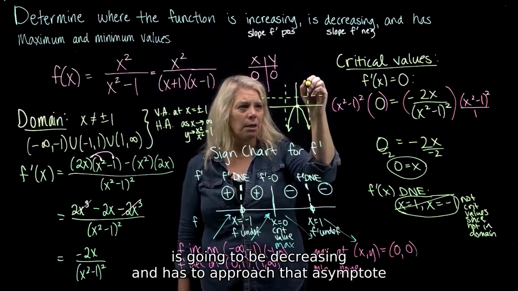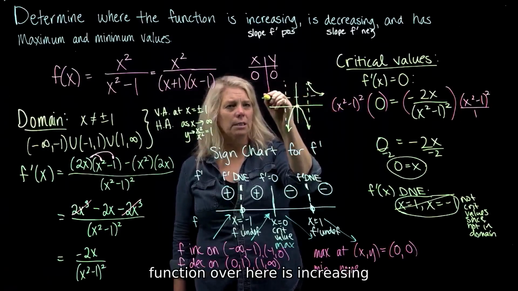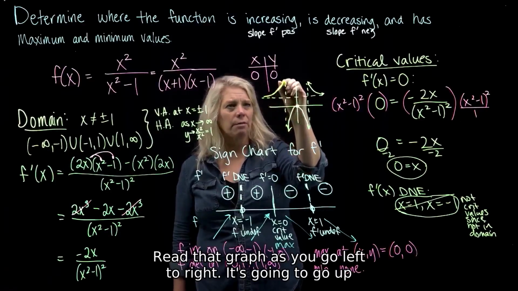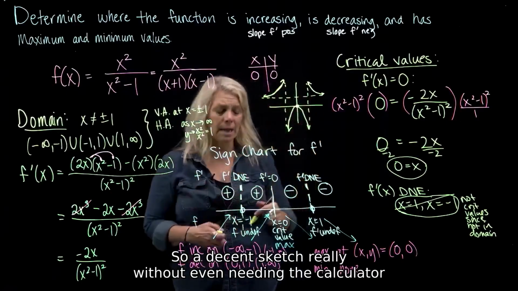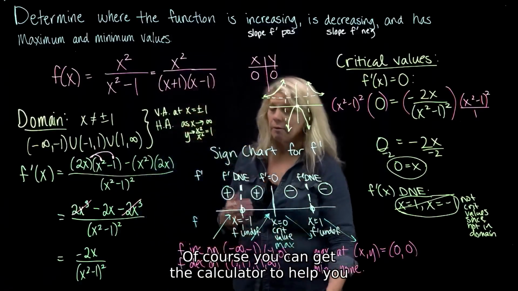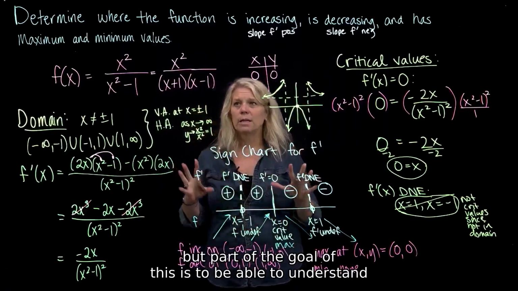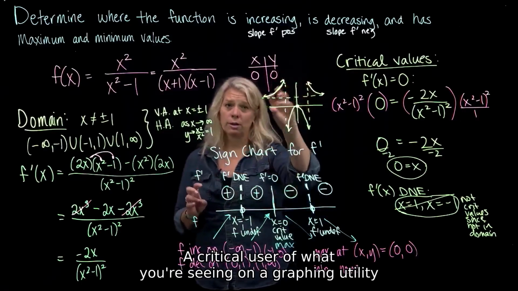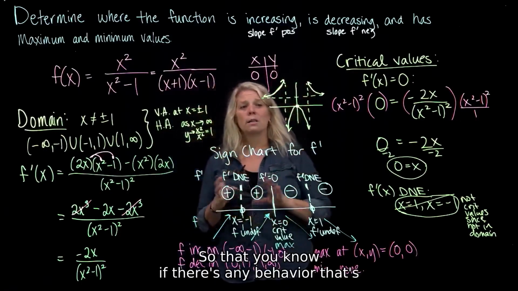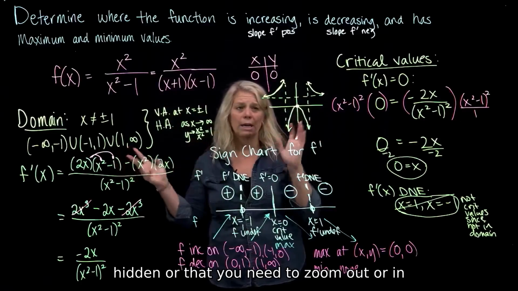If the function's going to be decreasing and has to approach that asymptote, it's going to have to be like that over there. And if the function over here is increasing, read that graph as you go left to right, it's going to go up, but have to approach the asymptotes, so it's going to look like that. So a decent sketch, really, without even needing the calculator. Of course, you can get the calculator to help you refine that a little bit and plot a few more points, but part of the goal of this is to be able to understand the function behavior so that you can be a critical user of what you're seeing on a graphing utility, so that you know if there's any behavior that's hidden or that you need to zoom out or in to see.